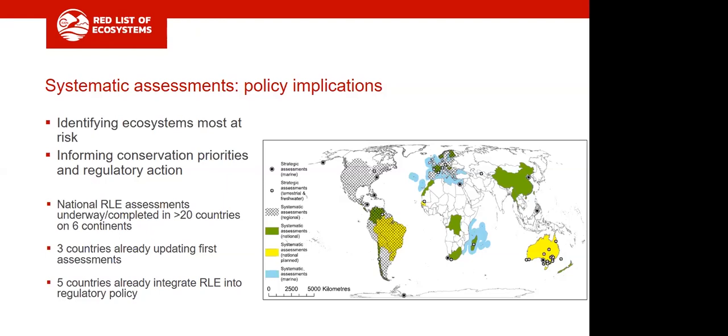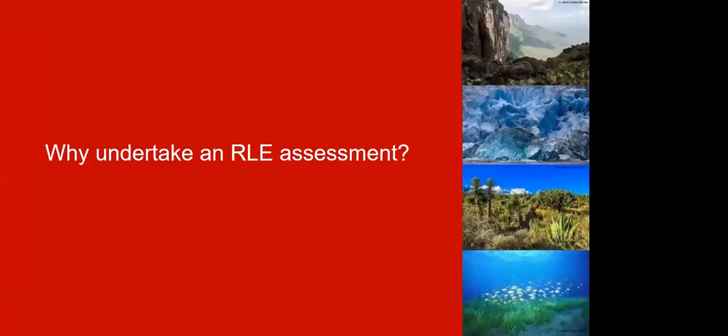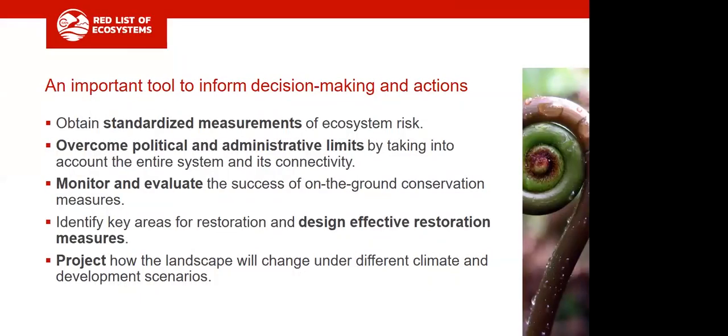Actually, three countries are already updating their assessments, so they are on the second or even third version of their assessments. And at least five of them are already integrating them into regulatory policies, which is what I want to focus on over the next few minutes. So why? What's the importance? Why do we conduct these assessments? It's not just to know which ecosystems are at risk and which are the ecosystems that are doing well.